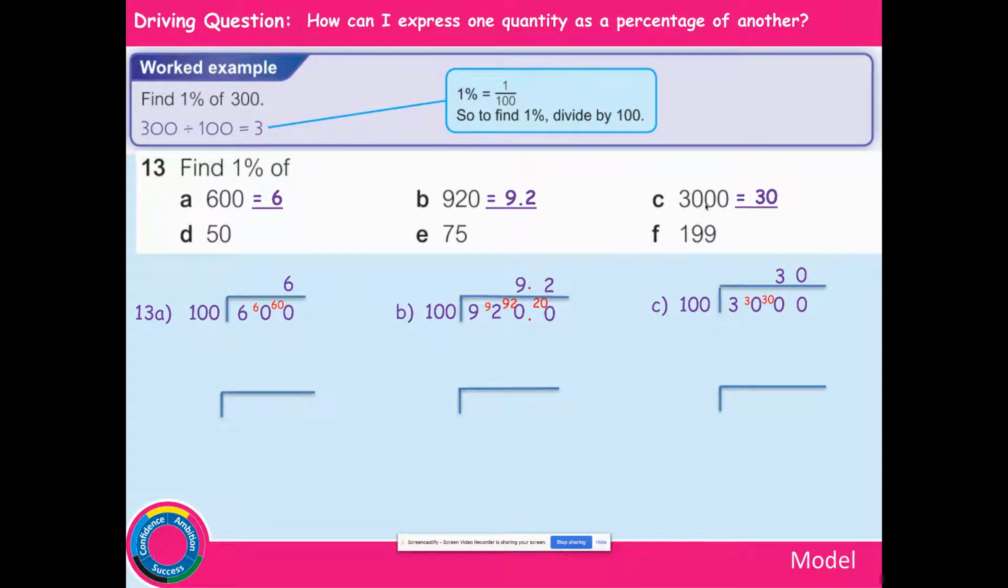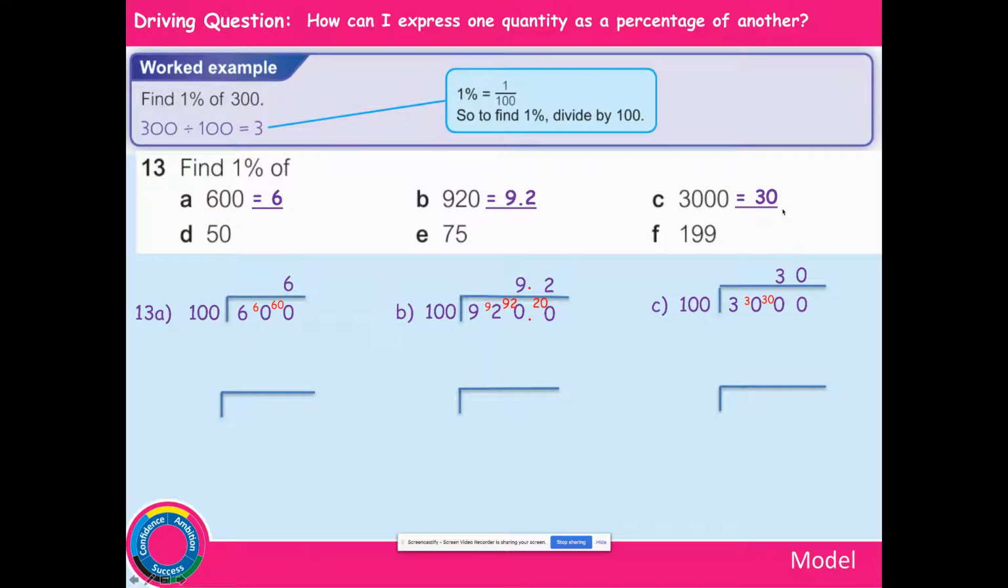Okay, so it equals 30. Even though we've got a whole answer here, 100 into 300 goes 3 times. There's no remainder, but we still have to do 100 into 0 is 0. So the answer is 30.